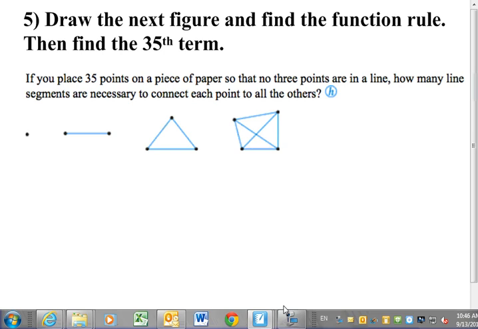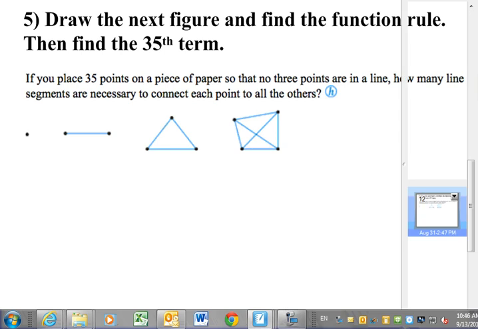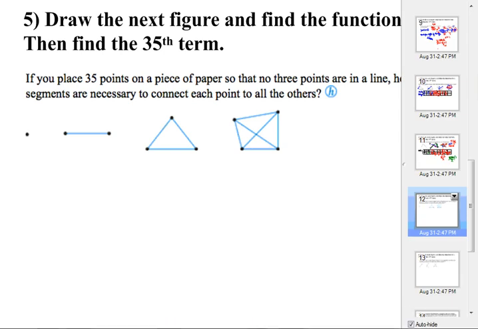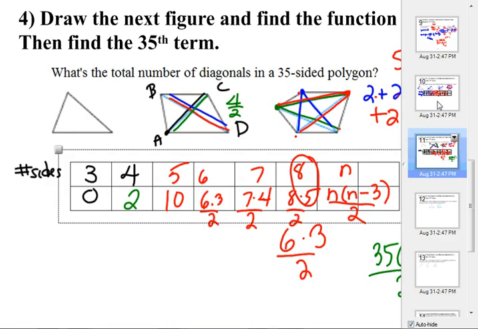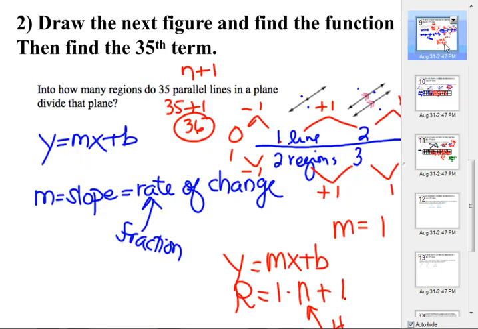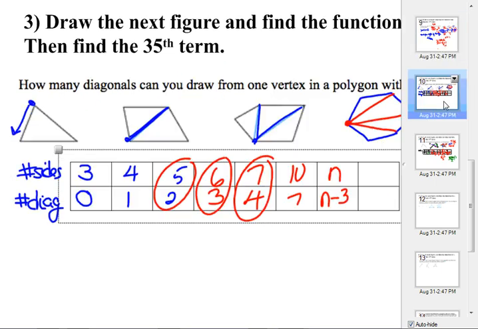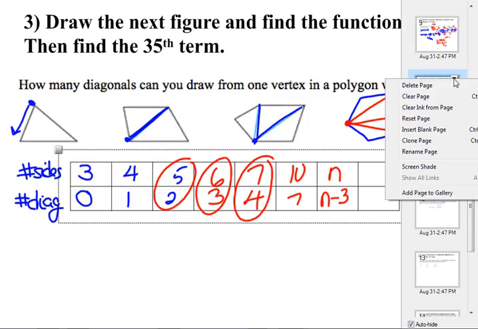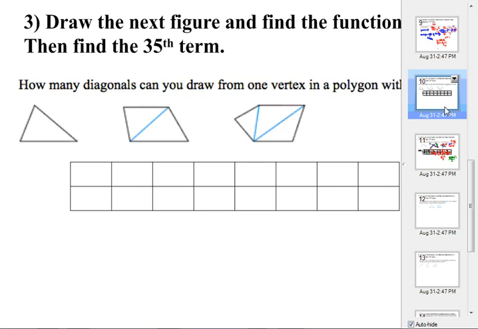Now, my other class made me go back and redo question 2, but I don't think we need to do that, do we? Okay, so we did, oh yeah, this is in the class. We did this one about dividing into regions. If you want me to do it again, I will, but we already did it. So I'm going to clear the ink, and let's do this one.